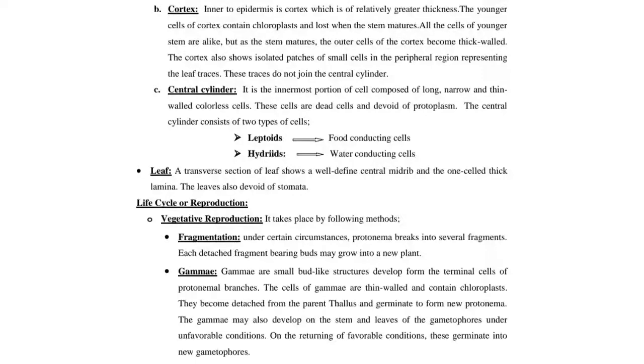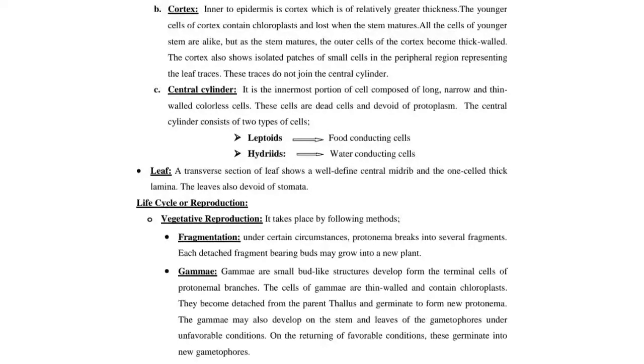Life cycle or reproduction. Vegetative reproduction. It takes place by the following methods. Fragmentation. Under certain circumstances, the protonema breaks into several fragments. Each detached fragment bearing buds may grow into a new plant.